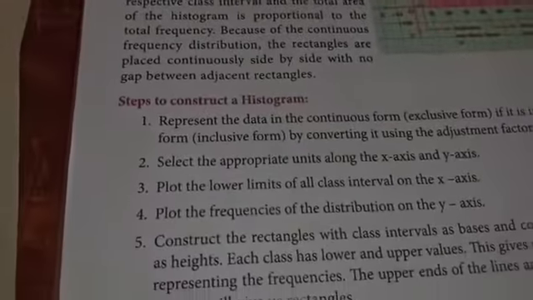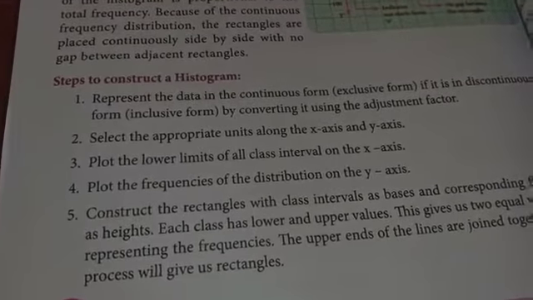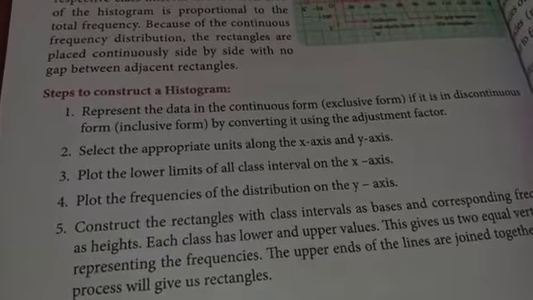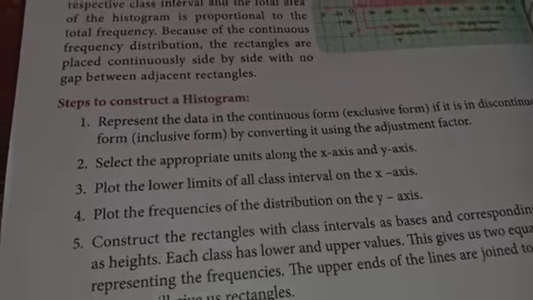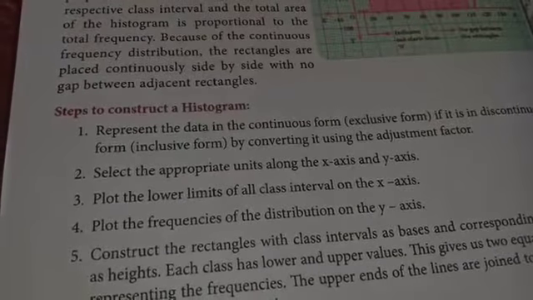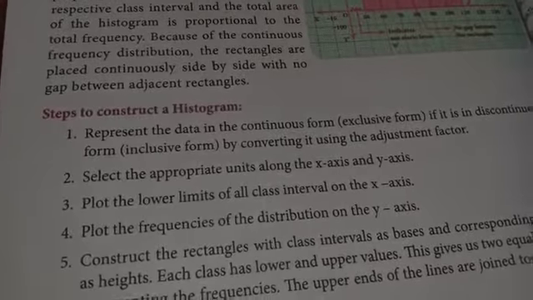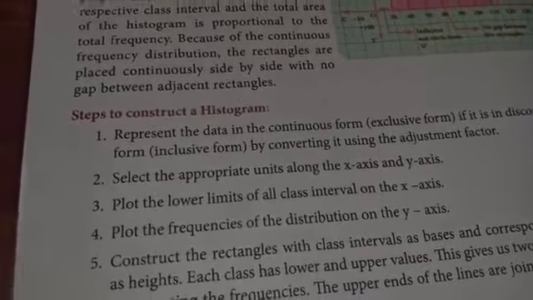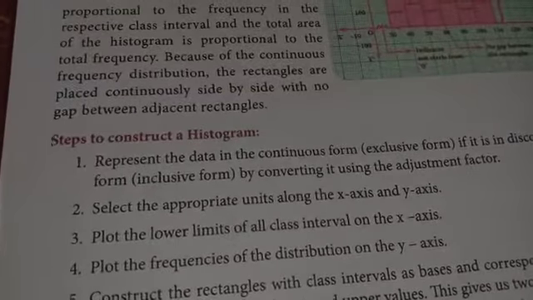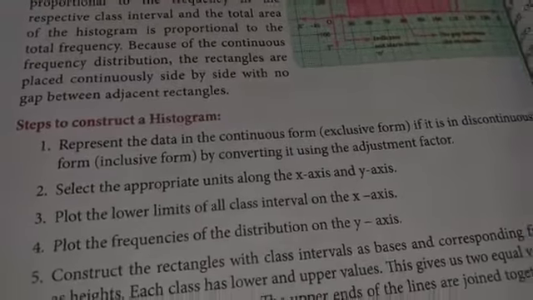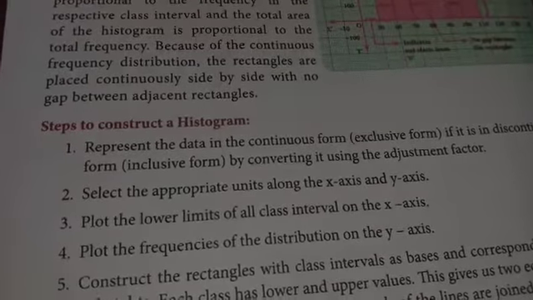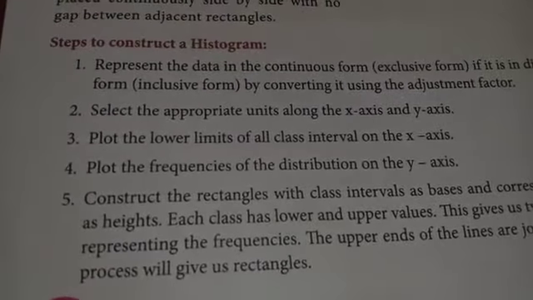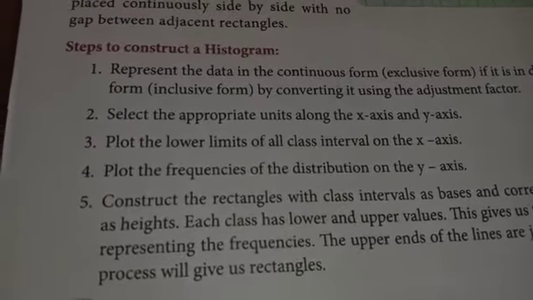Listen, now we see the steps to construct a histogram. First, represent the data in continuous form, if it is in discontinuous form, by converting it using the adjustment factor. If the given sum is in continuous form, we can draw the histogram directly. By chance, if the distribution is discontinuous, we can convert it to a continuous distribution by using the adjustment factor. Second, select the appropriate units along the x-axis and y-axis.